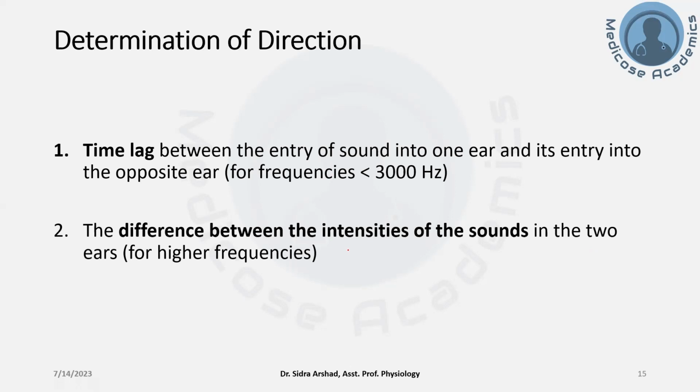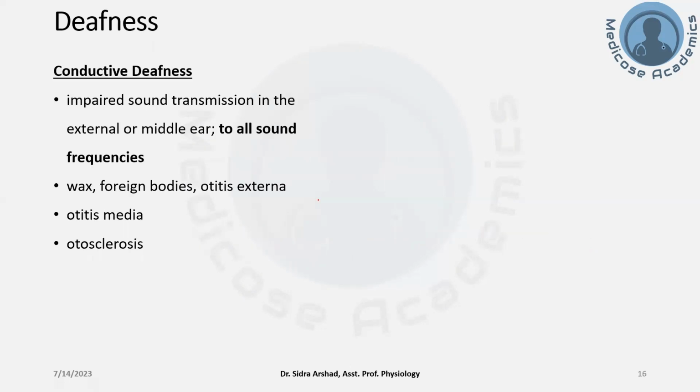That is, if the intensity of the sound is perceived as high in the left ear, it means that the source of the sound is closer to the left ear. So the intensity of the sounds is determined at different levels of the auditory pathway and at the level of auditory cortex as well. It can also help with the determination of direction of sound. So now let's look at the abnormalities of hearing.